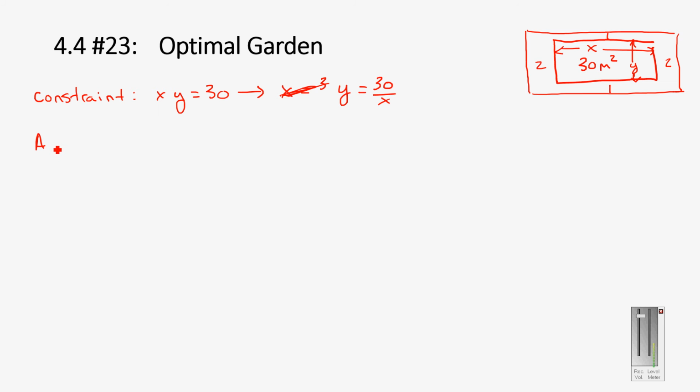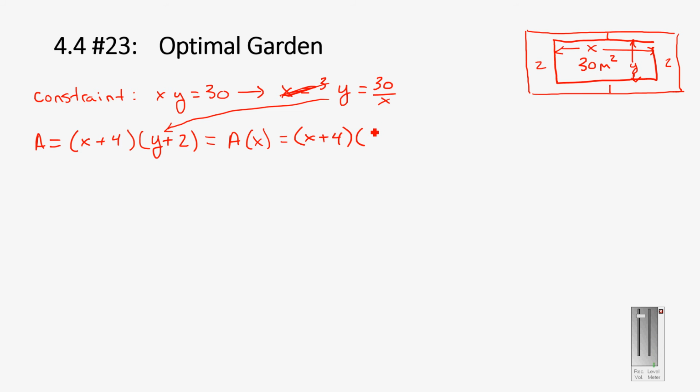The overall area is what I'm really going to work with here. So the overall area would be x plus 2 plus 2, so x plus 4. And I would multiply that by y plus 1 on each side, which is y plus 2. And I'm going to take that y and substitute it in there, so I want to make this a function only of x. So it's going to be x plus 4 times the y, which is 30 over x, plus 2.